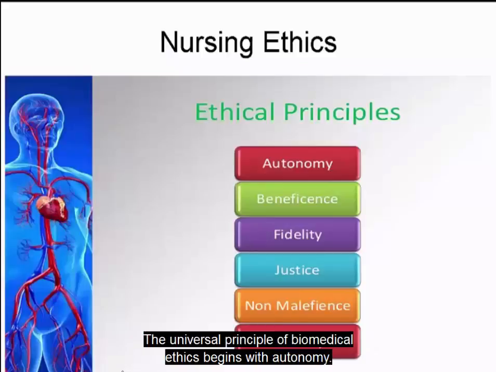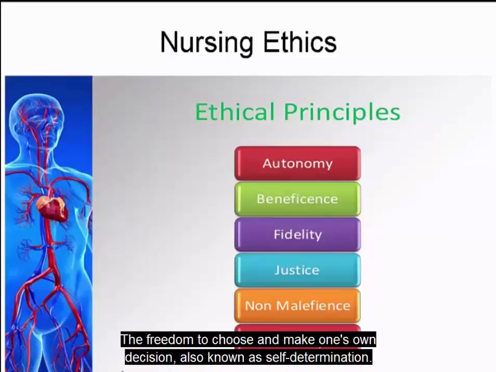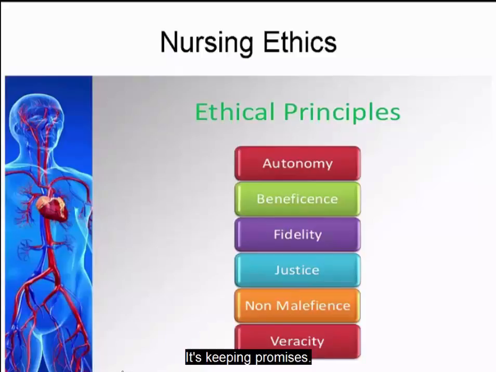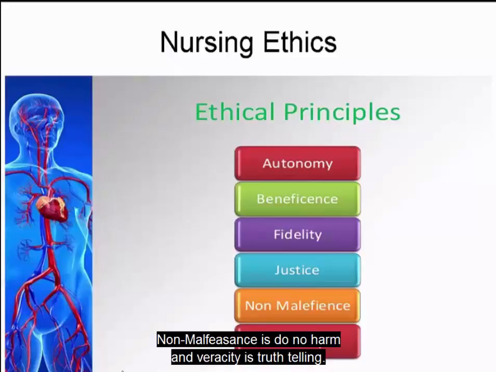The universal principles of biomedical ethics begin with autonomy, the freedom to choose and make one's own decision, also known as self-determination. Beneficence is preventing harm or promoting and doing good. It's the most critical ethical principle in healthcare. Fidelity is practicing faithfully within the legal boundaries. It's keeping promises. Justice refers to fairness. Non-maleficence is do no harm, and veracity is truth-telling.